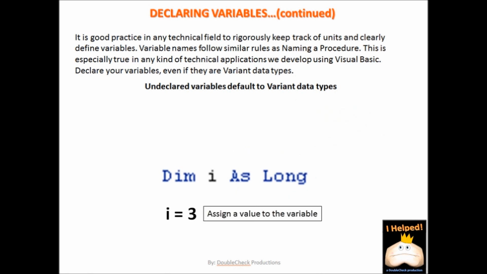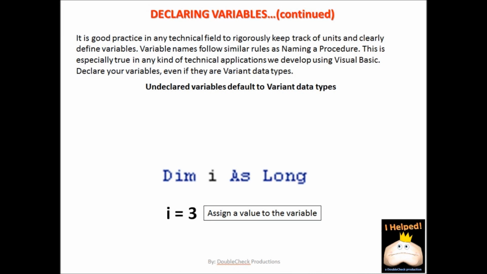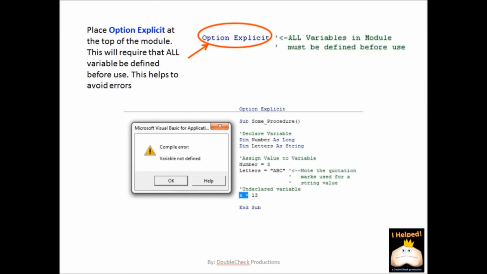Now, once you've declared the variable, the next thing you want to do is assign a value to it. When working with Visual Basic for Applications, any undeclared variables default to a variant data type. That's something to keep in mind. There is one way to ensure that you always declare your variables when working in Visual Basic for Applications. At the top of each module, type in Option Explicit and make sure it's placed before any of the procedures. This will ensure that the code is checked before it's compiled. If there are any variables that are undeclared, a message will appear like the one shown here.